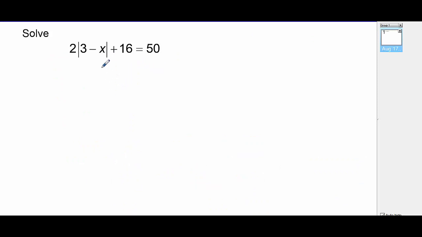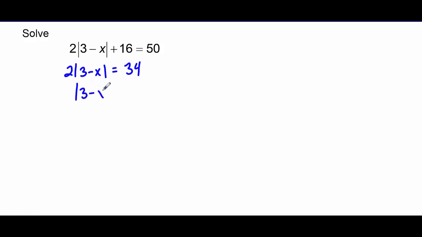So again, in this problem, we'll isolate the absolute value, bringing the 16 over first, which gives me a 34. Divide by 2, isolating the absolute value, giving 17. Set up the plus and minus equation to remove it from the absolute value.